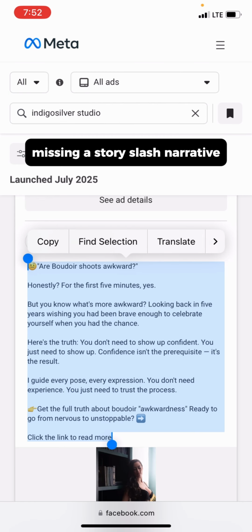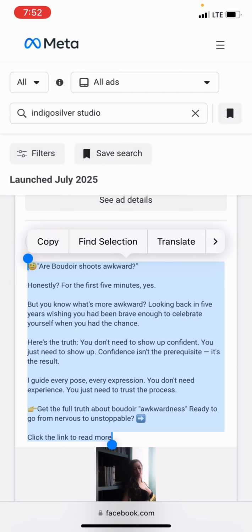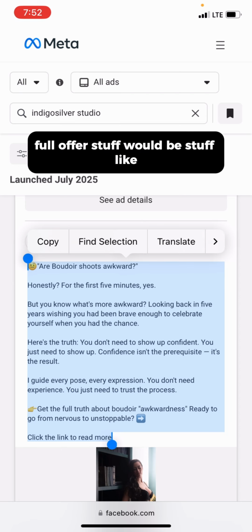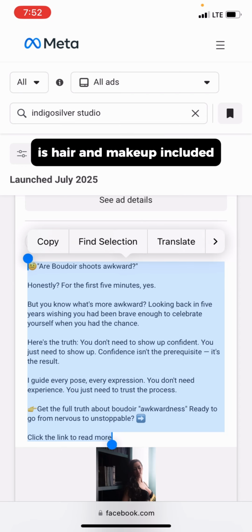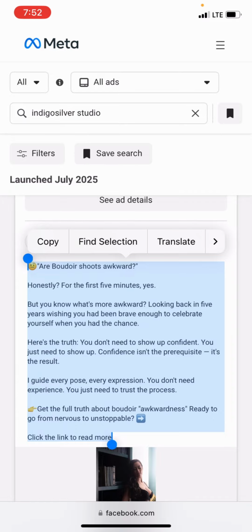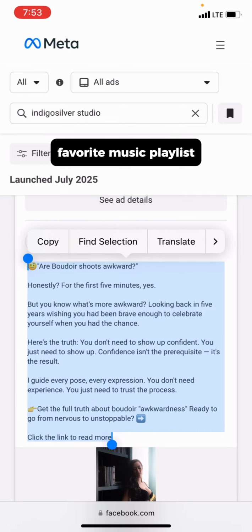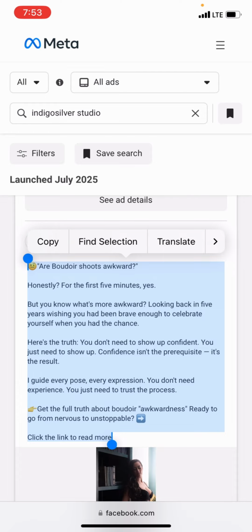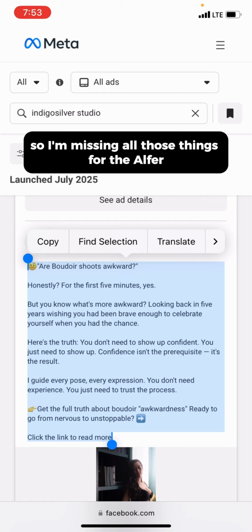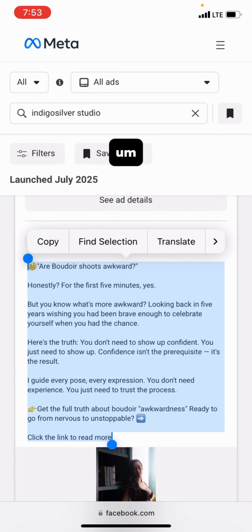Missing a story, a narrative. Missing our full offer. Full offer stuff would be things like: is hair and makeup included? How many sets? How many outfit changes? Champagne included, strawberries, favorite music playlist, pricing, wave session fee or not. So we're missing all those things for the offer.